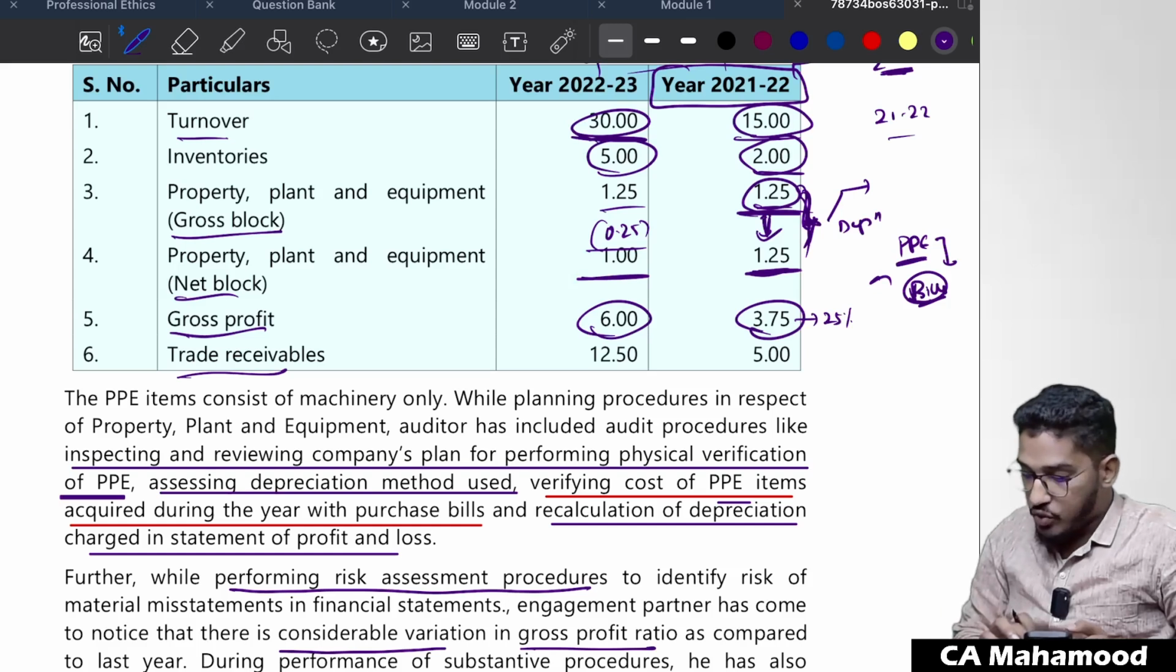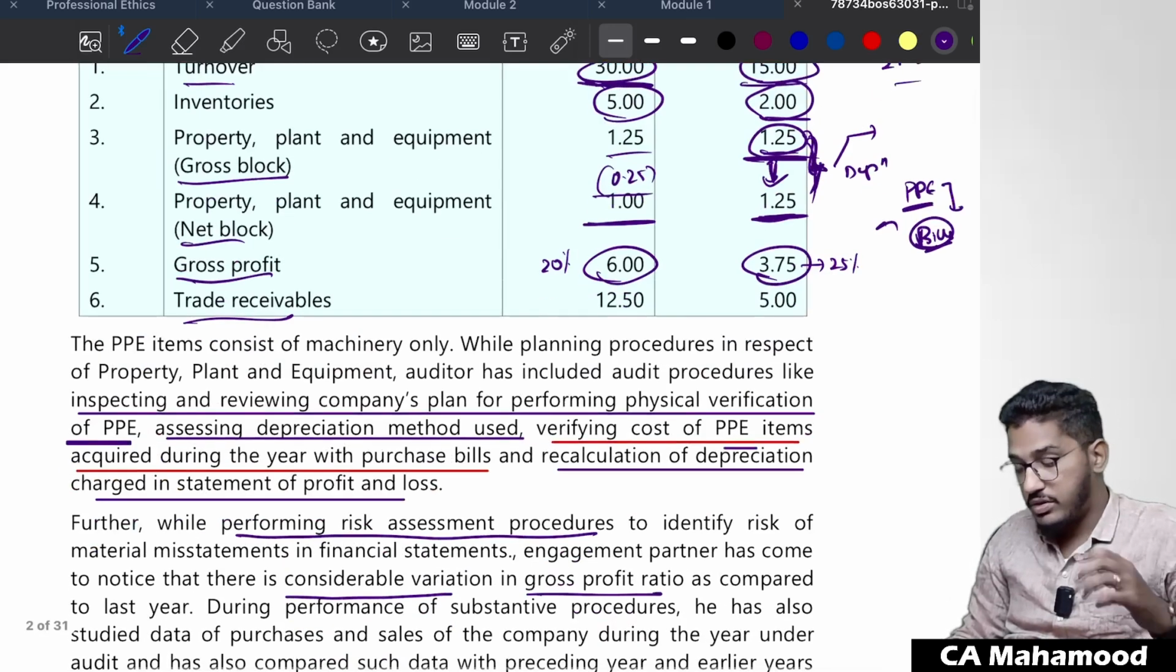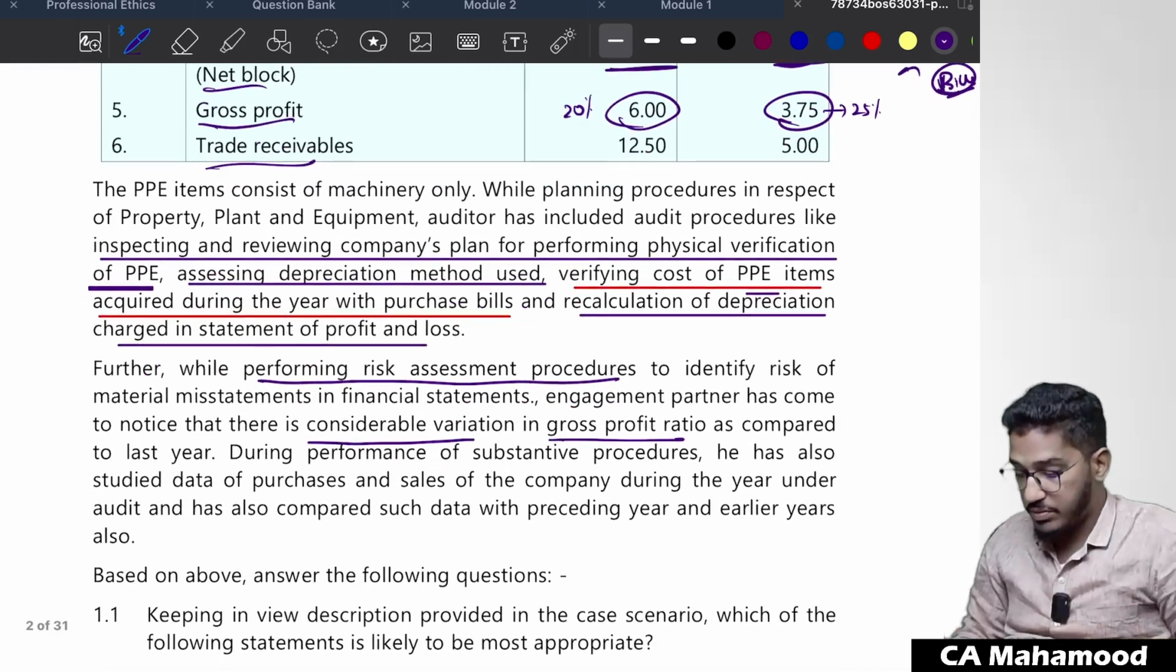And in the year 2023, what is the gross profit ratio? 6 divided by 30, which comes to 20%. So when compared with the last year, in the current year, there is a fall in the gross profit ratio. He came to know this when he was performing risk assessment procedures.